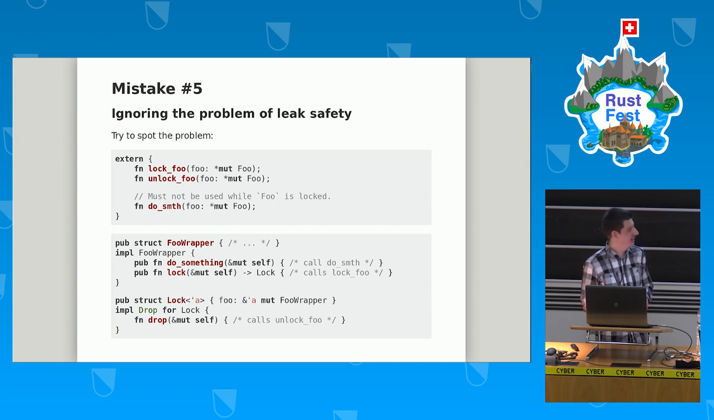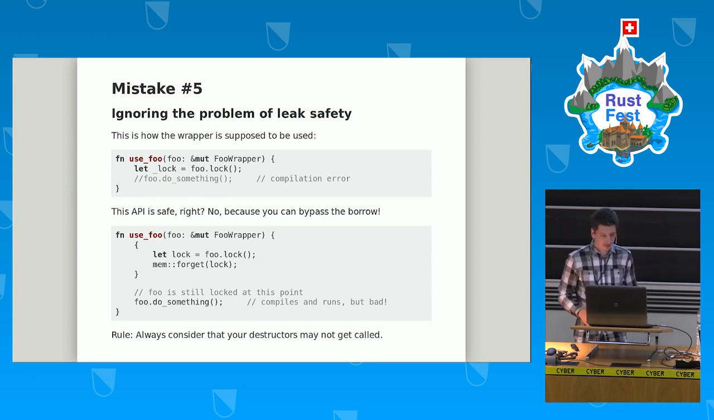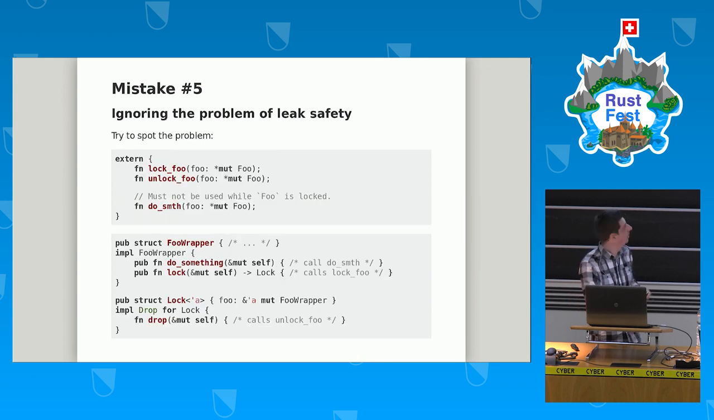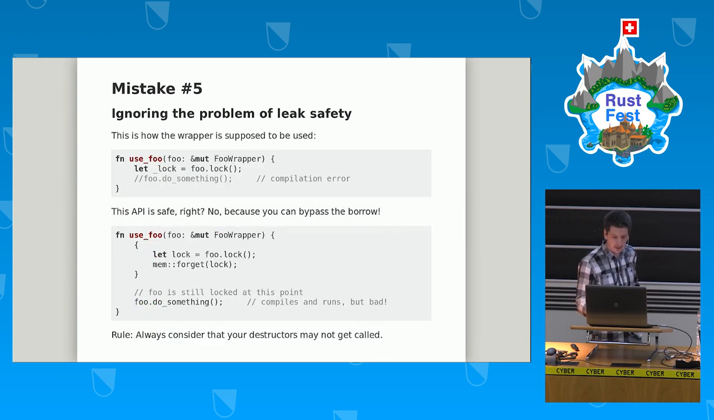The lock object has an exclusive borrow of foo wrapper. Actually, I'm going to explain because the explanation is in the next slide. So this is how you're supposed to use this API. You call foo.lock, and you get back a lock object. So the lock object at the bottom here.